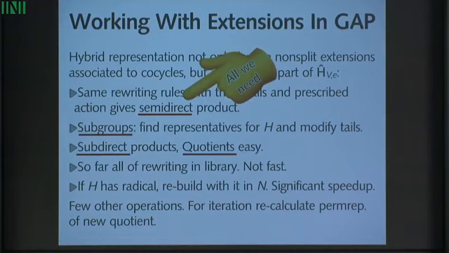I have formed semi-direct products, subgroups of them, subdirect products. That gives me the cover, and I want a quotient of the cover. All of the rewriting currently is done in the library. It's not super fast.